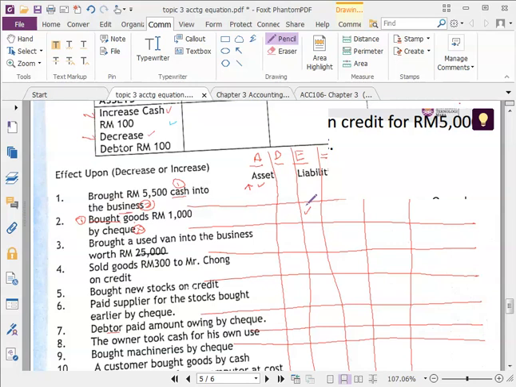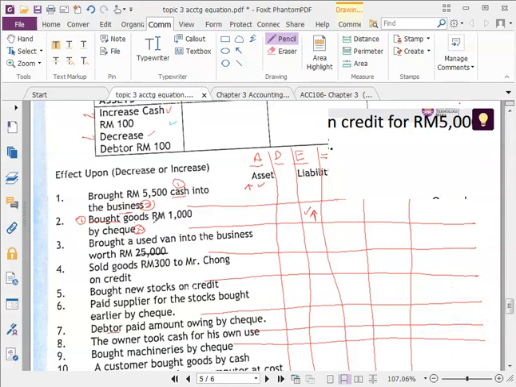Our expenses is decrease or increase? Yes, that's right. Okay, our expenses is increase. Okay, another one, by check. What is mean by check? Apa maksud by check?